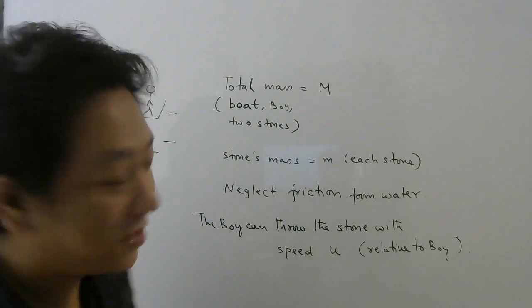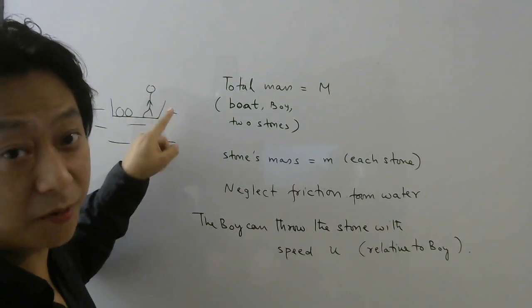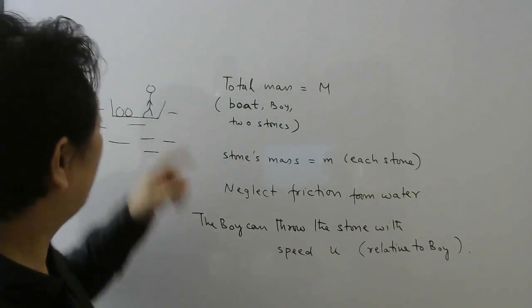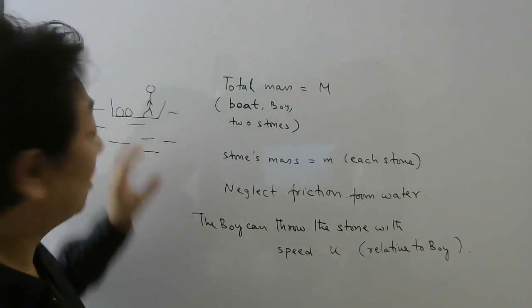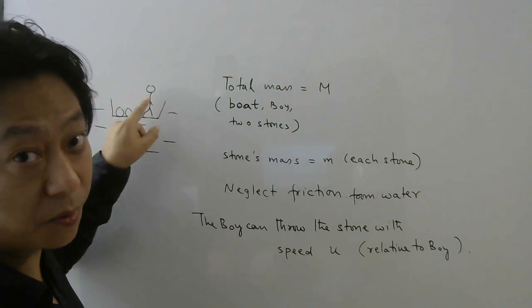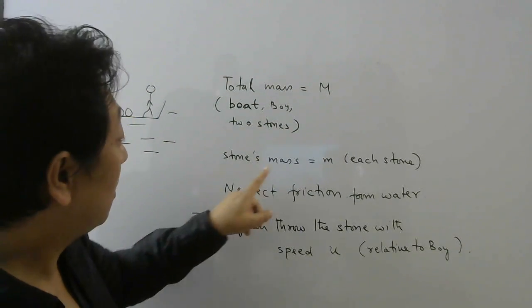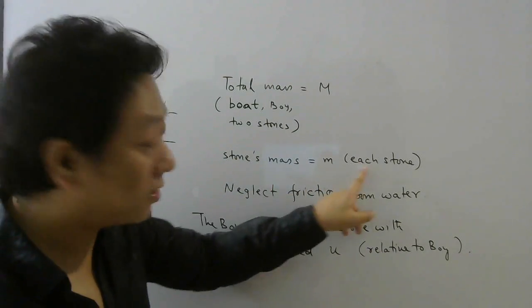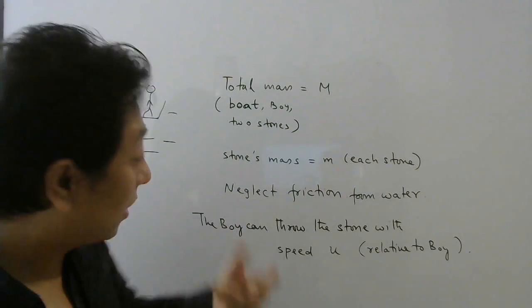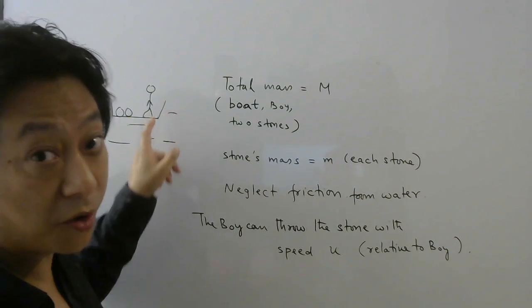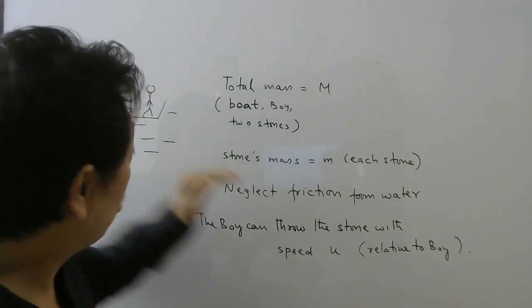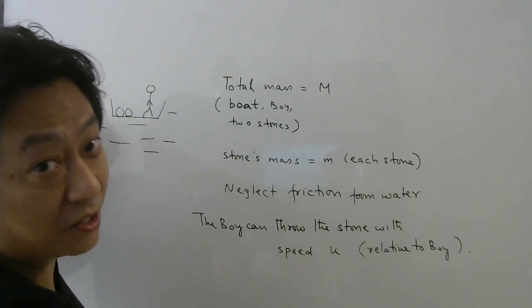So let's see what the question says. Here is a boat floating in water along with a boy and two stones. The total mass of this system, the boat, the boy and the two stones, is given capital M. Small m is the mass of each stone. We are supposed to neglect friction on the boat from water. So there is no horizontal force acting on the system.